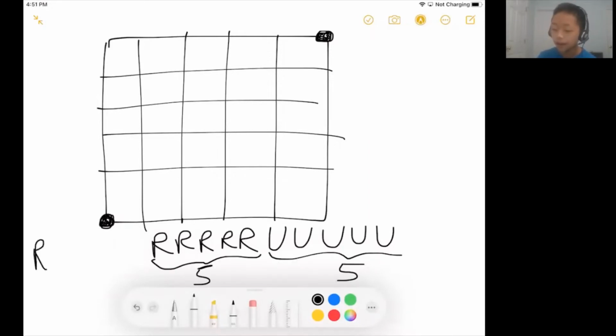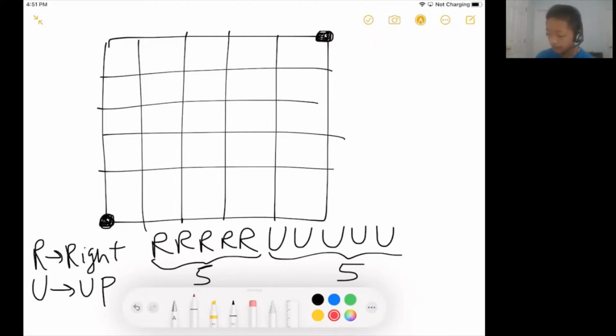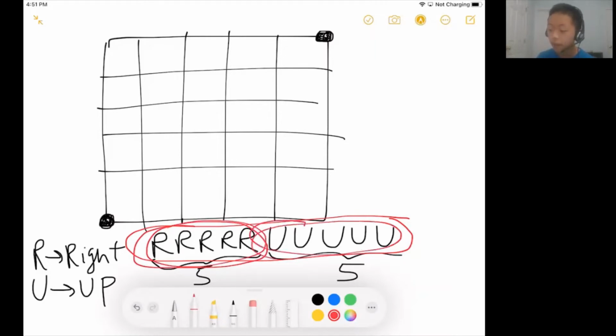We can let the letter R represent one move to the right, and we can let the letter U represent one move up. So whatever string of length 10 that consists of 5 R's and 5 U's will always correspond to one unique path on the grid. For example, this current string, R, R, R, R, R, U, U, U, U, U, means we first take 5 units to the right, and then we move 5 units up. So this string here would represent this sequence of moves.